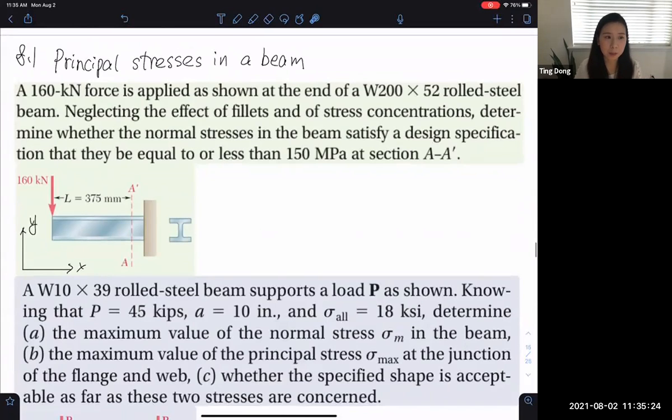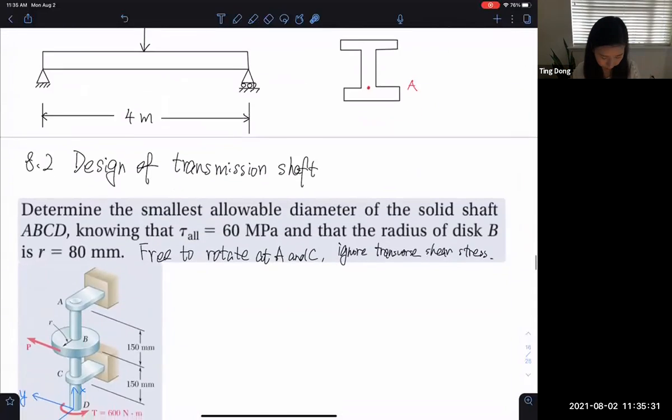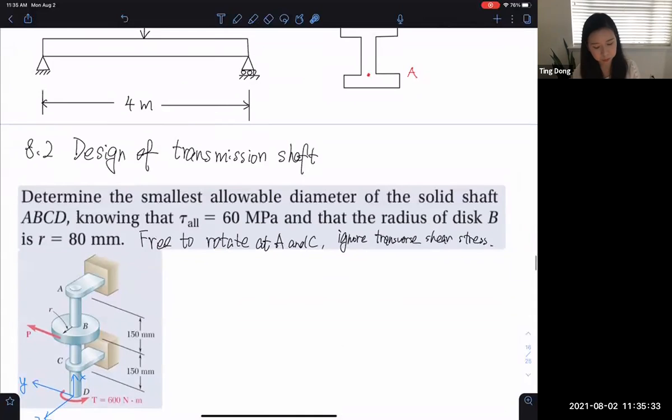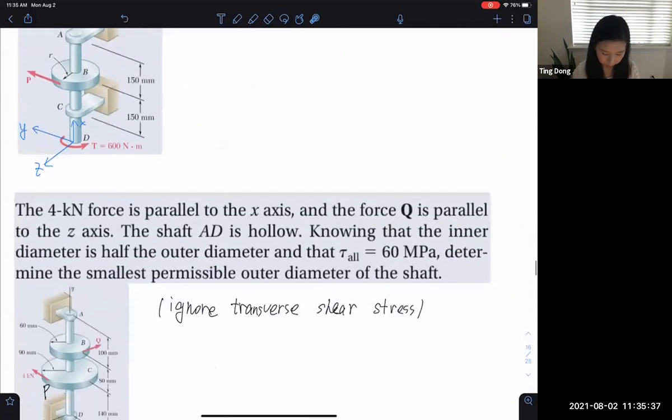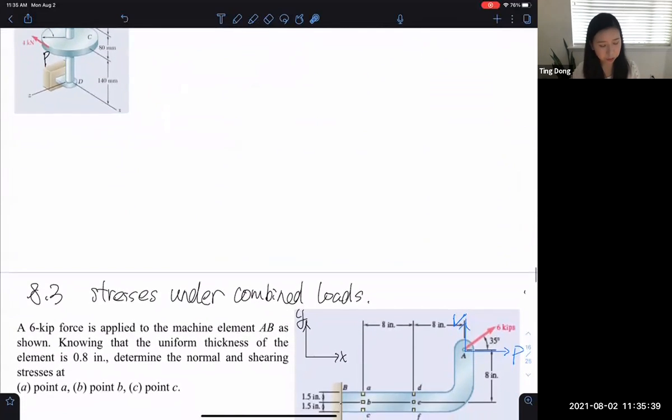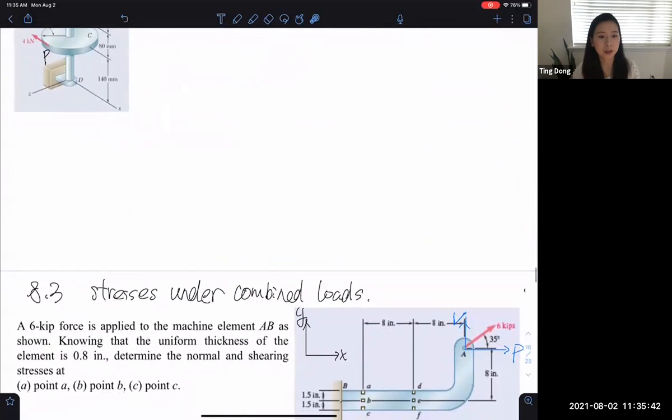Chapter 8 is about the principal stress. We have the principal stress in the beam, and the principal stress or maximum shear stress in the transmission shaft. And section 3 is to put everything together.